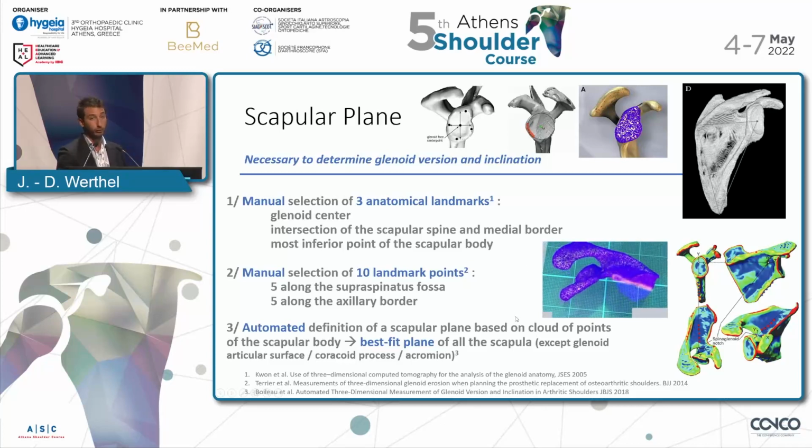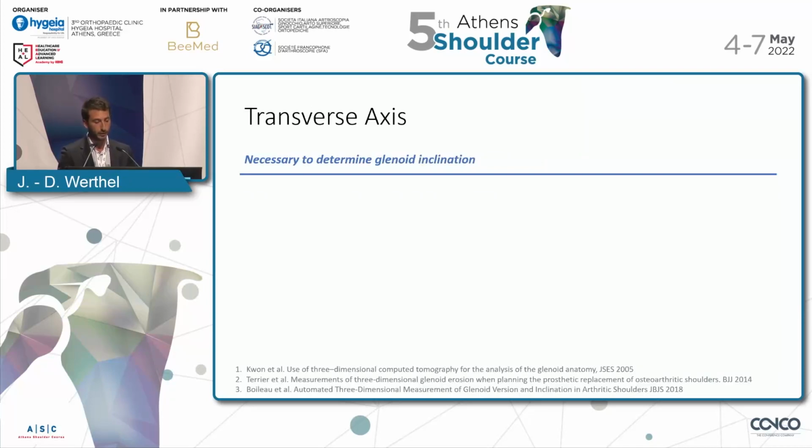It's a completely automated method. So you have a cloud of points from the scapular body, and then automatically the machine is going to determine the best fit plane that matches all these points from the scapular body. Then you need the transverse axis to determine glenoid inclination.